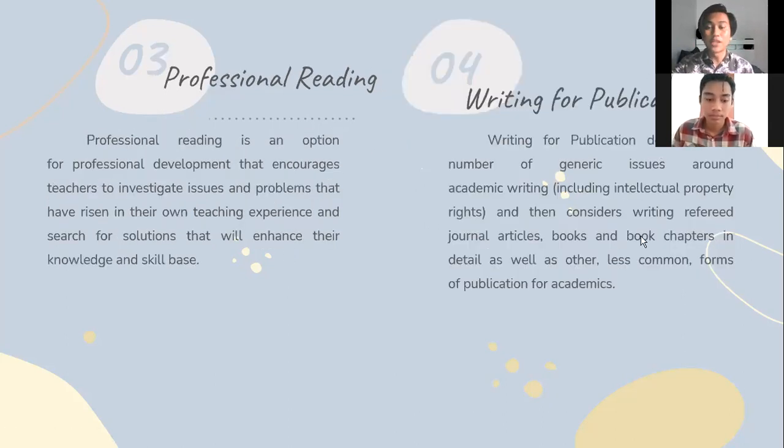The third one, professional reading. Basically, it is only a reading activity, but in a professional way. So you have to read a lot of books, journals, research that you assume can develop your skill as a teacher. Number four, writing for publication.